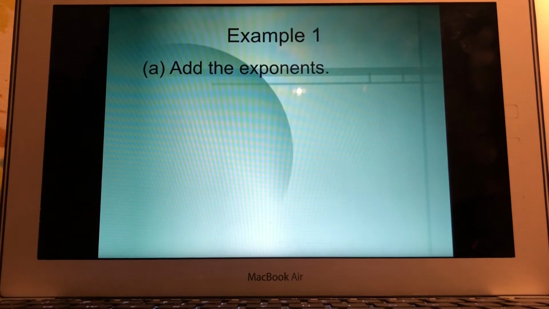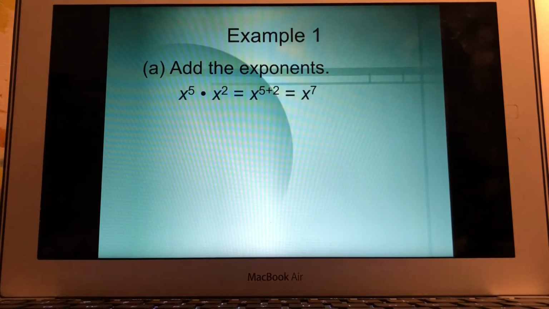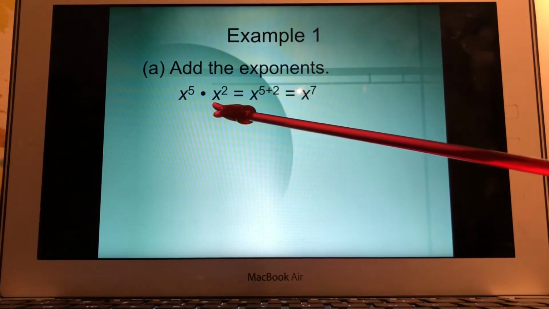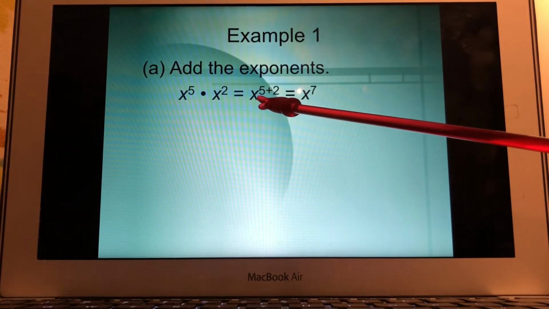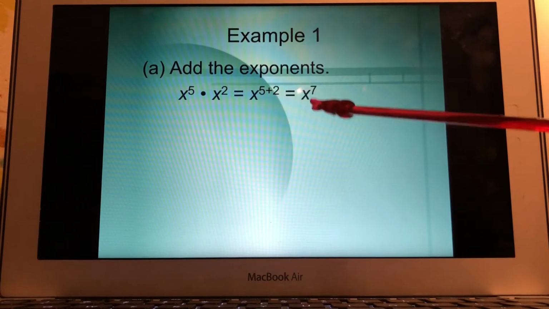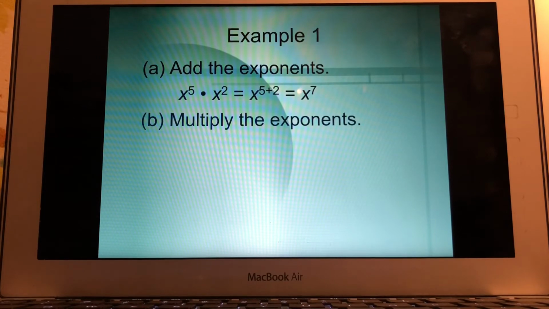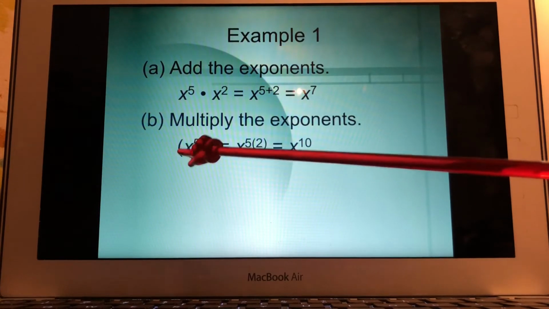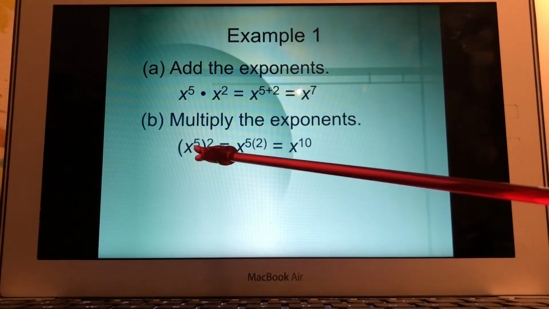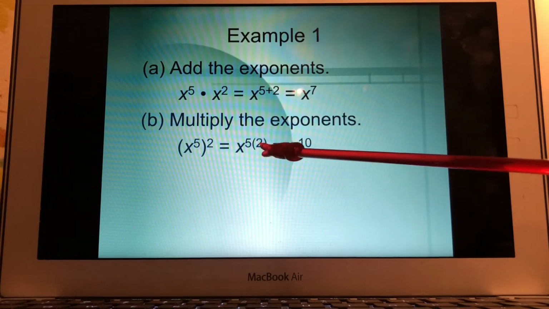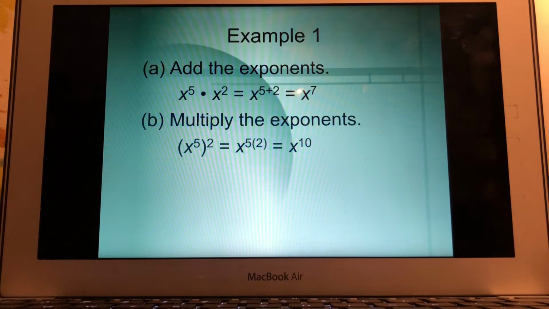Let's take a look at some examples here now. Okay, we're going to add the exponents. If you have x to the 5th times x squared, we're just going to add 5 plus 2, and then that becomes x to the 7th power. If you multiply the exponents, then we have x to the 5th power squared. Then you multiply 5 times 2, and that gives us x to the 10th power.